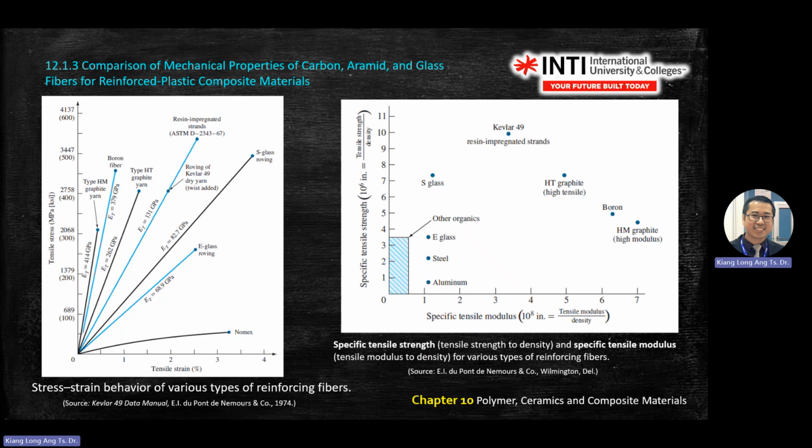This one is also the same. Only need to highlight that the specific tensile modulus is the tensile modulus divided by density. This is on the left. Tensile strength is also the same, the specific tensile strength is the tensile strength divided by density. So these are all the materials on the graph here with the dot.